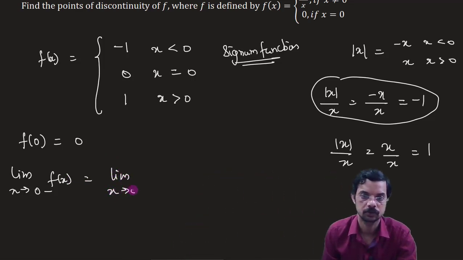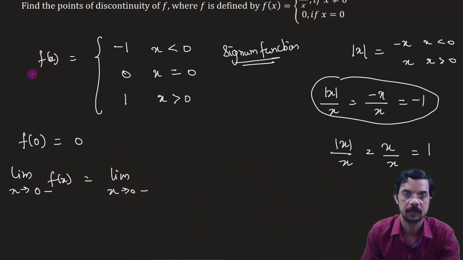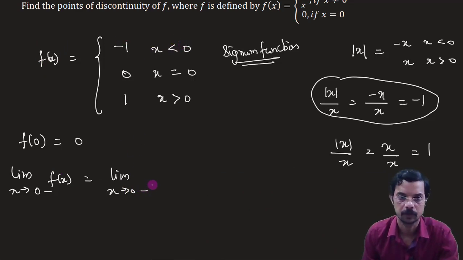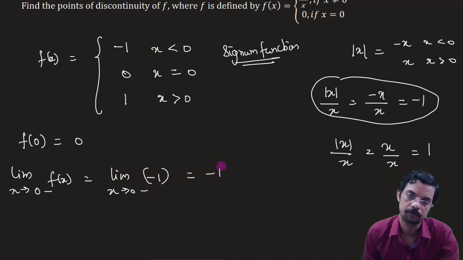Limit x tends to 0 from the left, f of x is defined as minus 1 when x lies to the left of 0, right? So that is equal to minus 1.